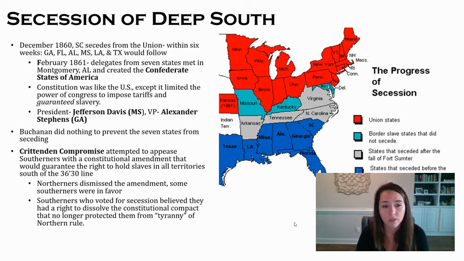Within 6 weeks, your deep South states of Florida, Georgia, Alabama, Mississippi, Louisiana, and Texas are all going to also secede. And in February of 1861, they are going to send delegates to Montgomery, Alabama, and they are going to form the Confederate States of America. Now, all of this happens before any shots are fired. The United States has not recognized such a thing.